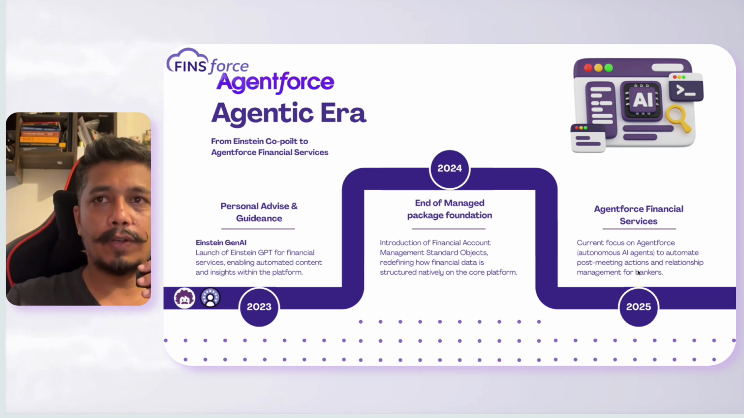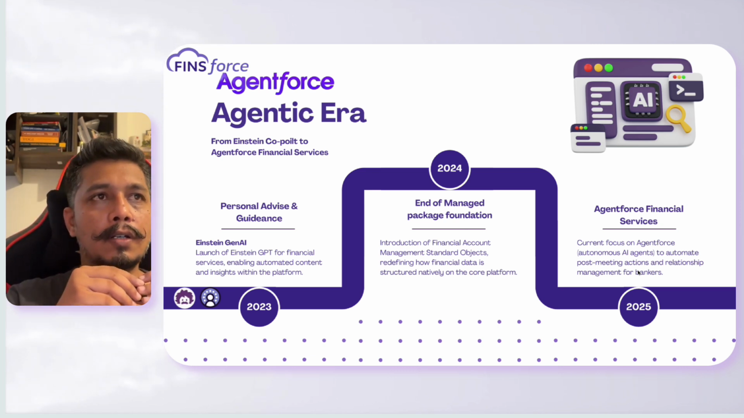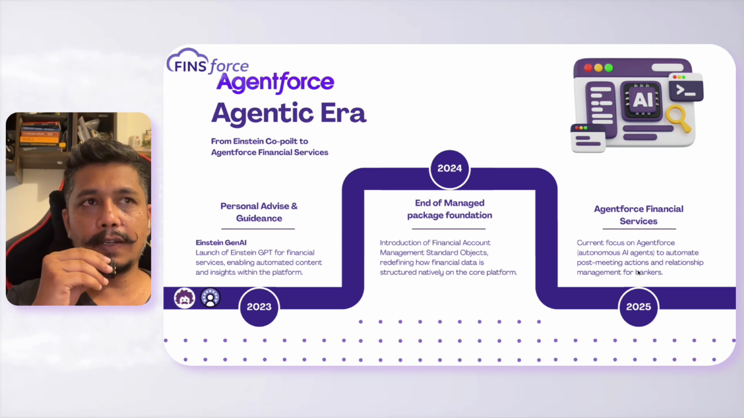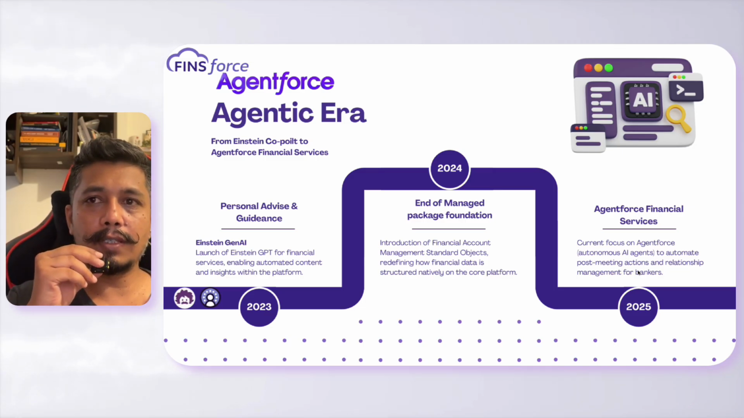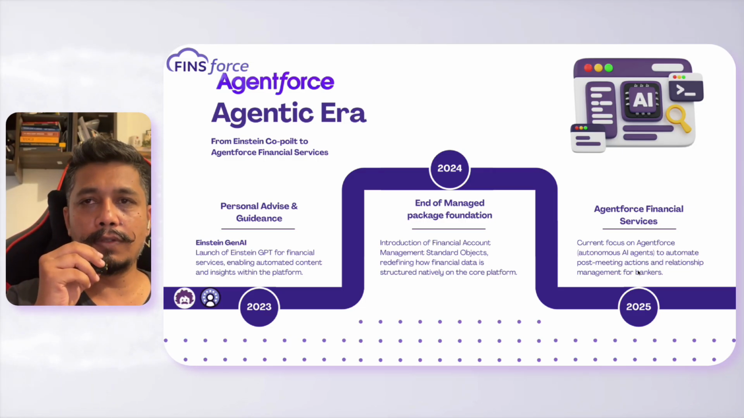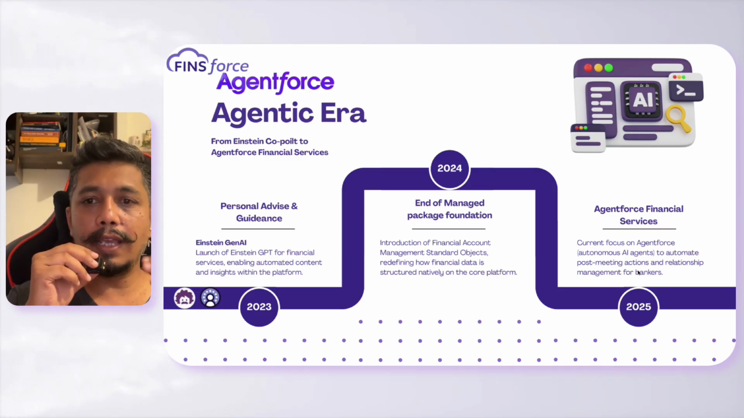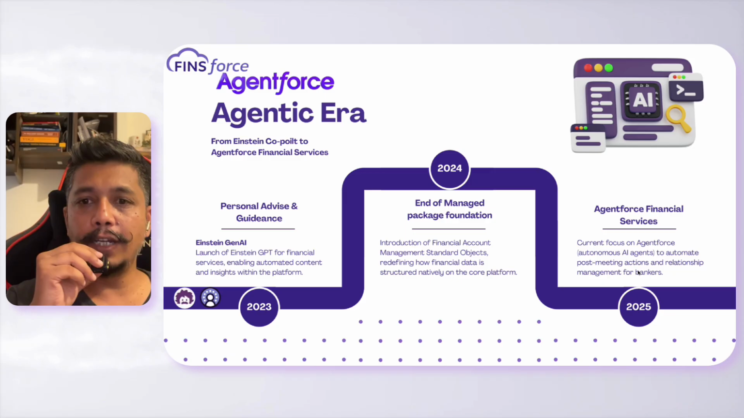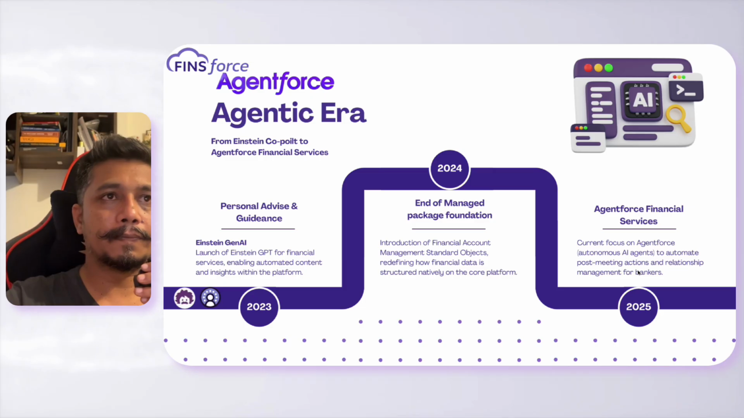And in 2025, Salesforce changed the name of Financial Services Cloud to Agentforce for Financial Services. It is not just a name change, because now Salesforce provides 100 plus agentic actions and agents that are ready to deploy for financial institutions, whether banks, credit unions, or wealth management firms.